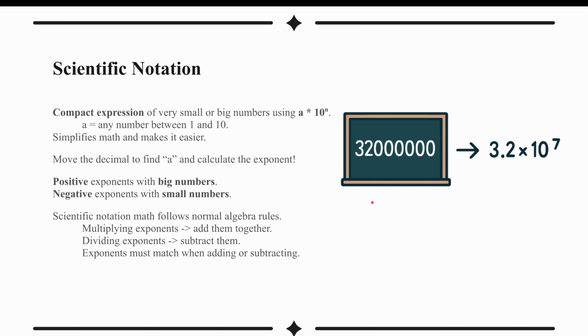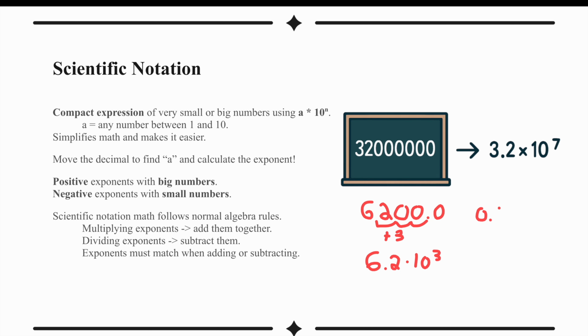For instance, if I have the number 6,200, I need to move the decimal over to get 6.2. So I need to move it over 1, 2, 3 spaces. Because I moved it 3 spaces to the left, my exponent will be positive 3. So I'll rewrite this in scientific notation as 6.2 times 10 to the third.